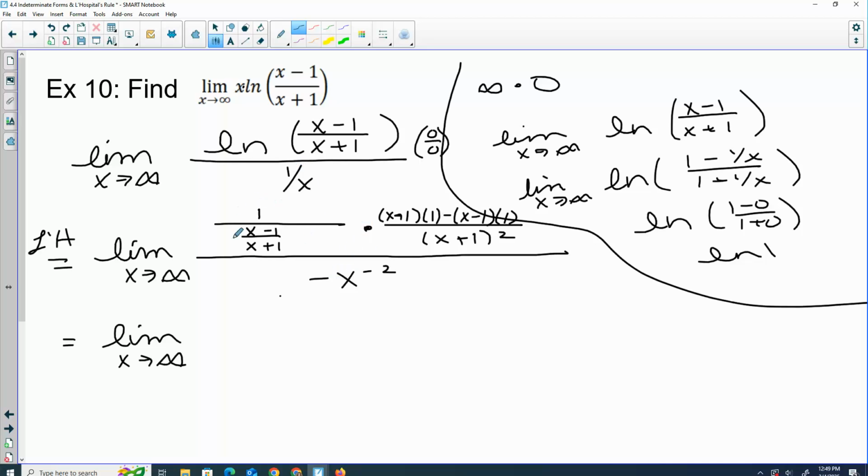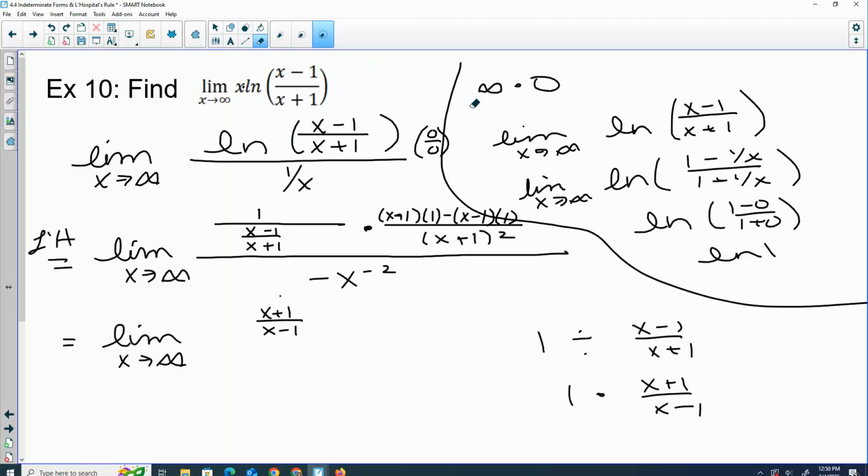Can we agree that when we have 1 over a fraction, we just flip it and make it x plus 1 over x minus 1? If you want to divide by a fraction, that's 1 times the reciprocal, so you flip it.